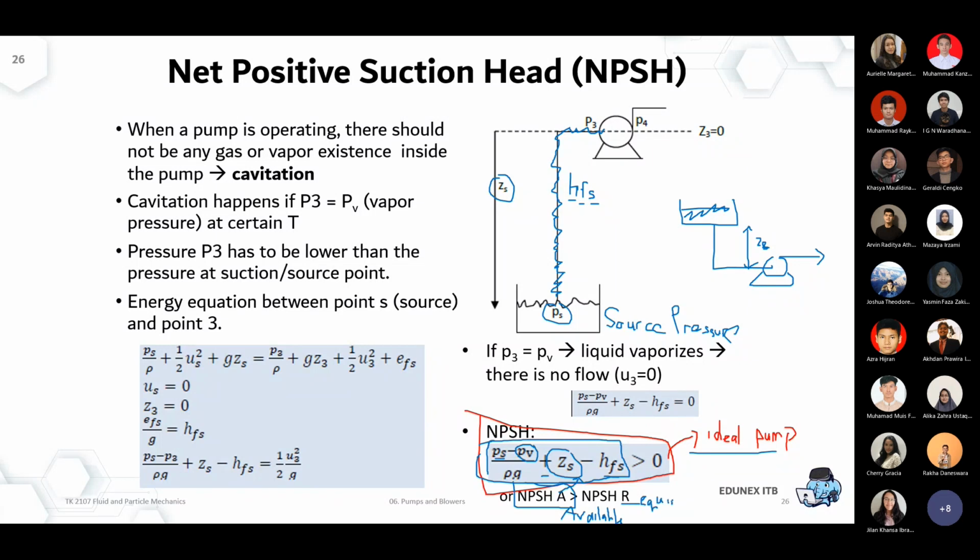As long as you can maintain that your available NPSH is above your required NPSH, it's 100% safe to operate the pump. Once the NPSH available is exactly the same as the NPSH required, that's when the cavitation starts to occur. The first vapor forms and it will cause cavitation in your pump.